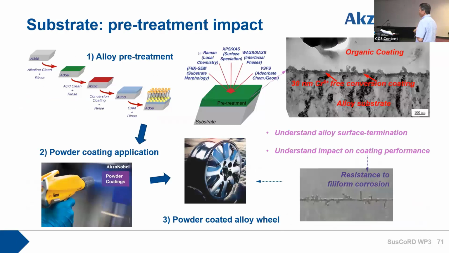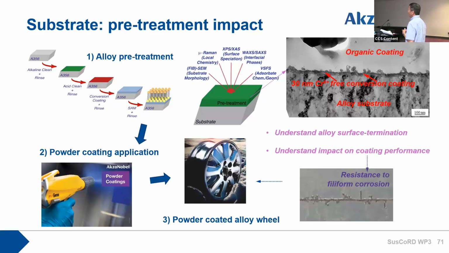Another example is to look at the interface between coating and the substrate. Specifically, to look at how we can modify the substrate to make sure we have the desired interface interaction. Here is an example showing coating on aluminum alloy wheels. And we know when we have a pretreatment, quite often we can achieve better performance.